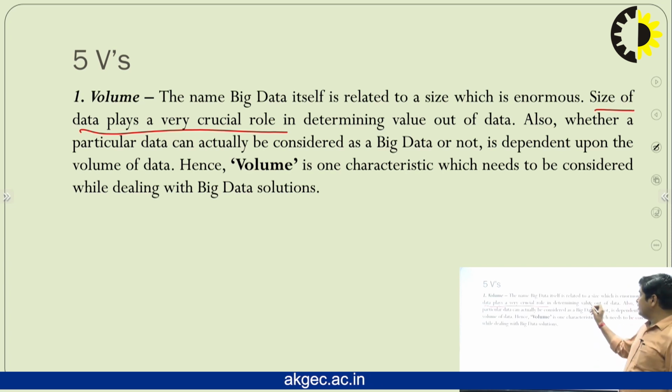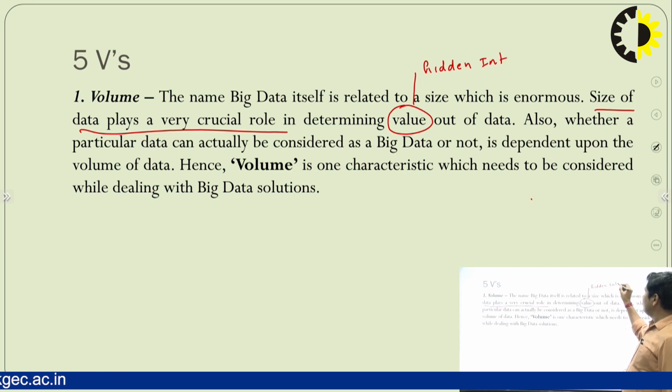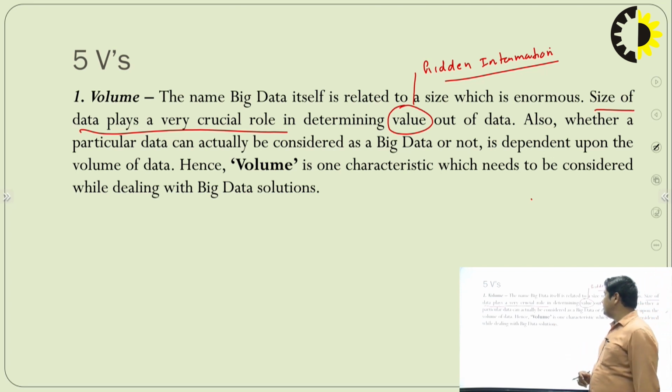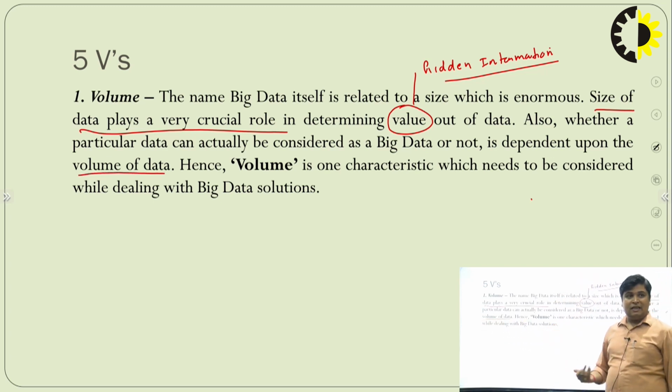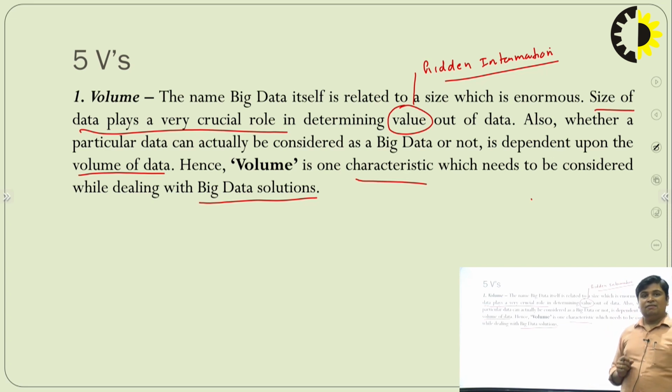What is the value? Value means hidden information. This is called the value. Also, whether a particular data can actually be considered big data or not depends upon the volume of data, meaning the size of data. Hence, volume is one characteristic which needs to be considered while dealing with a big data solution. Volume is the first characteristic of big data. That's why we can say that data becomes big data.